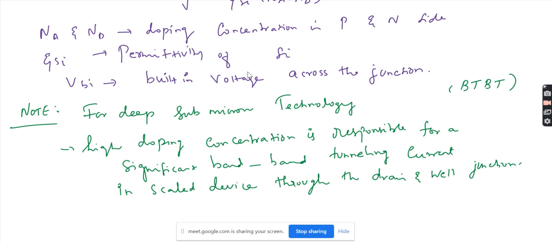For the next class, we will study the subthreshold leakage current, and we will study what the different factors are that affect the subthreshold leakage current.